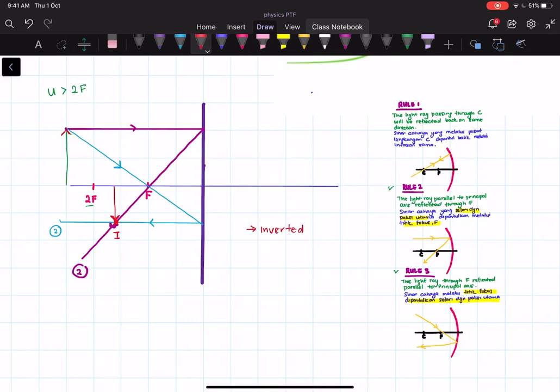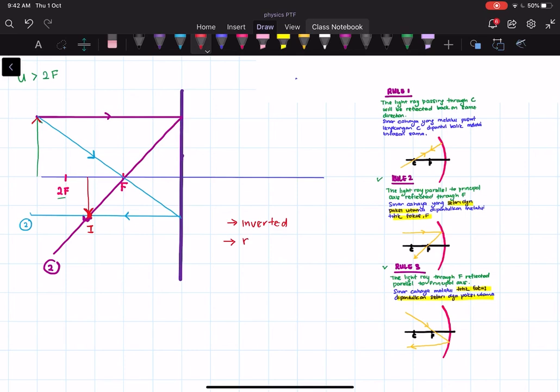The next one here, is it real or virtual? I think in the first part of the lesson, I did mention that any image formed in front of the mirror is real. Anything that is forming behind the mirror is virtual. So in this case, the image is formed in front of the mirror. So the image is real.